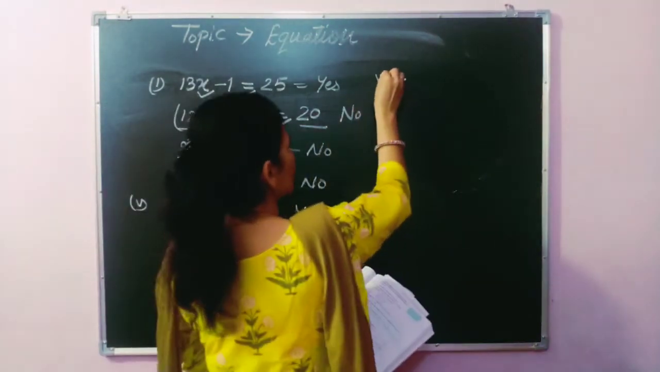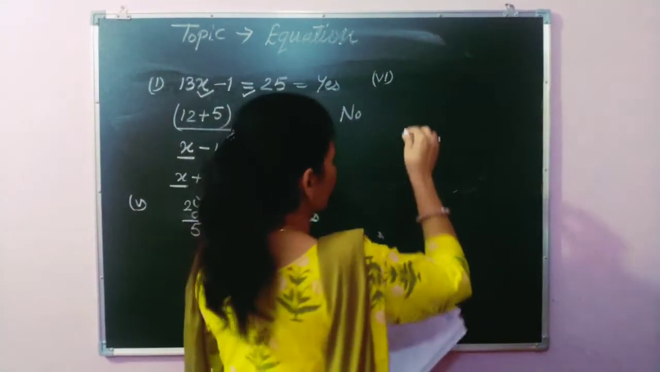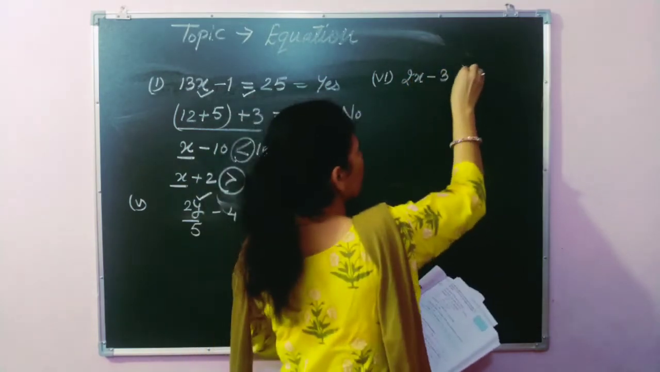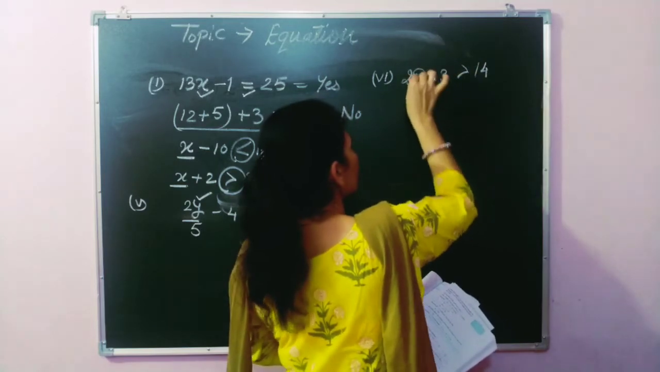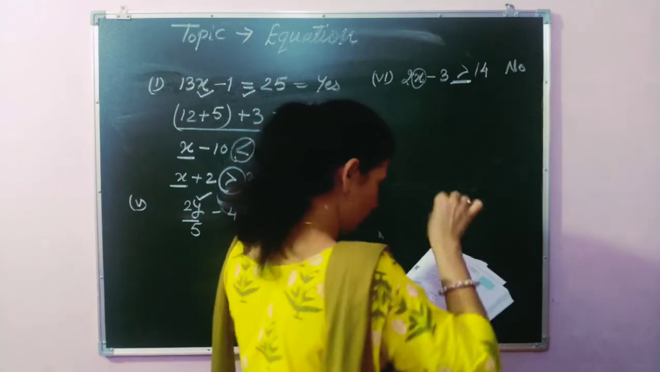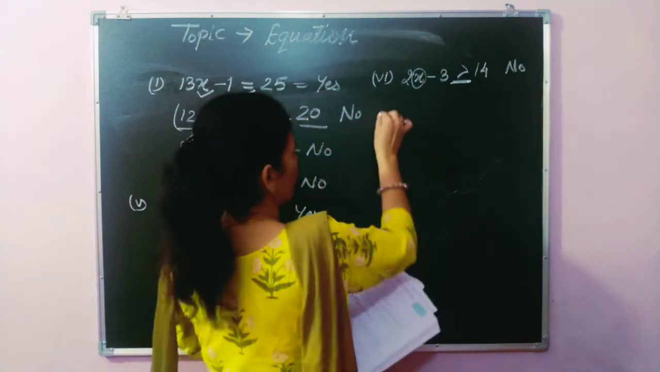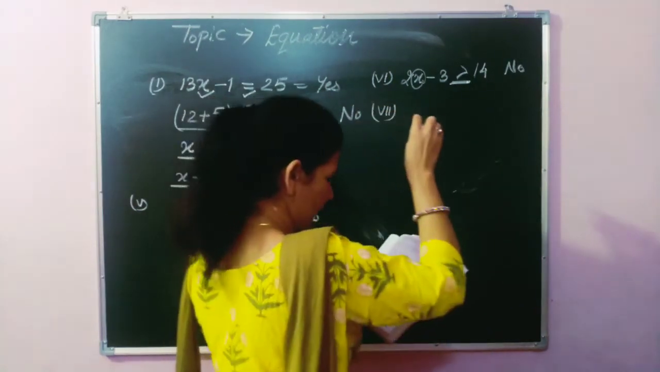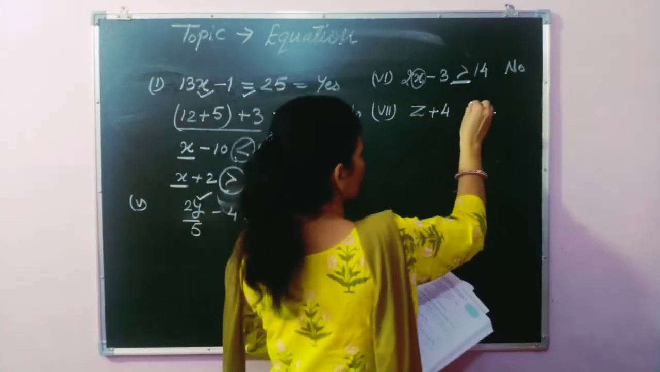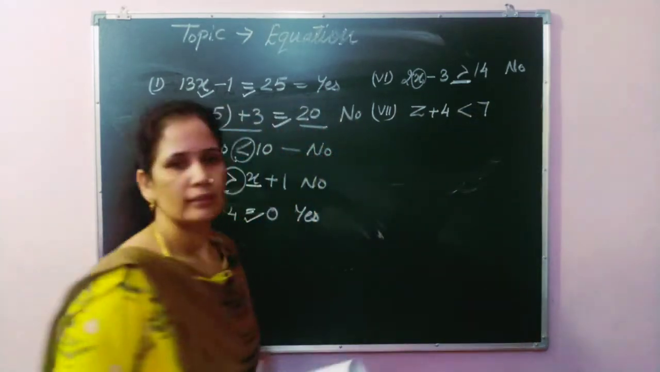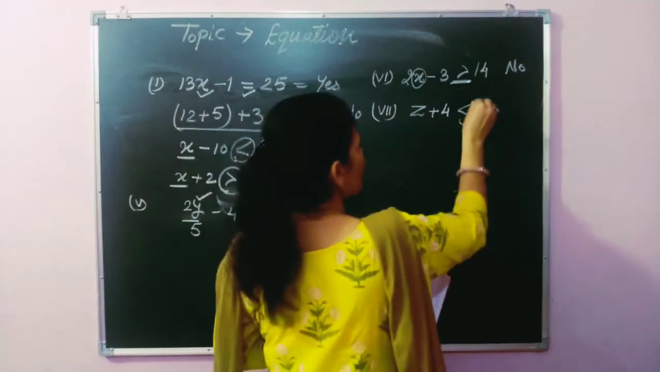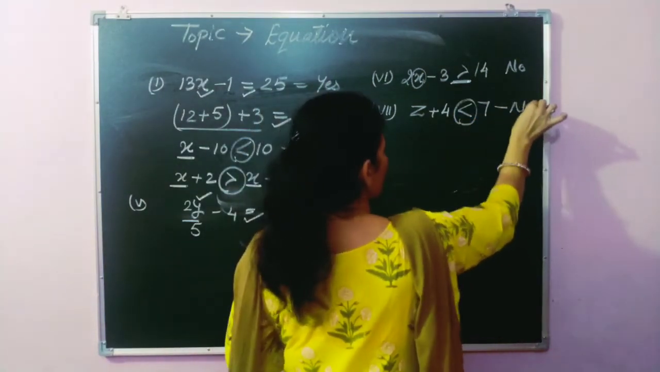Now take its sixth part. In the sixth part they have given 2x minus 3 greater than 14. Same thing, variable is given but equal sign is missing. So this one is also not an equation. Its seventh part. In the seventh part they have given z plus 4, not equal, greater than 7, less than 7. Same thing, equal sign is not given. So this is also not an equation.